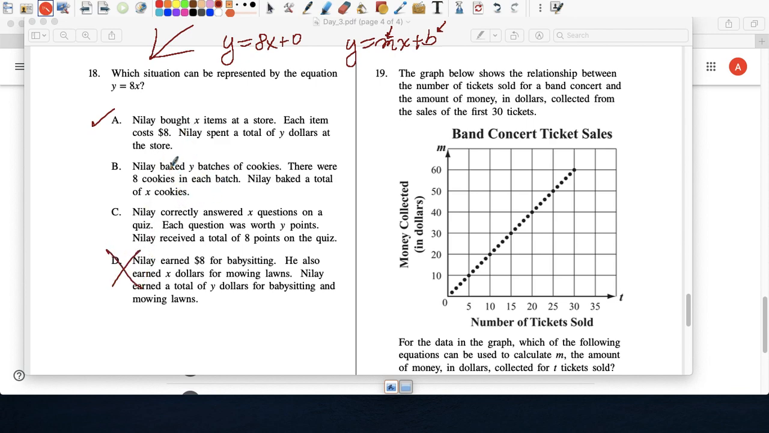No. Now, let's try and understand A. Nina baked y batches of cookies. There were 8 cookies in each batch. Nina baked a total of x cookies. No, this is backwards. The batches should be here, and the cookies, they were just 8. Eight is the only one that makes sense.